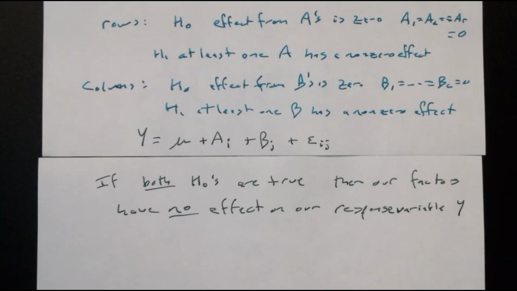But what this means is I'm going to get two different probability results. I'm going to get a p-value for the rows, and it's going to tell me whether or not which row I'm in matters. I'm going to get a p-value for the columns. Same deal. Questions?